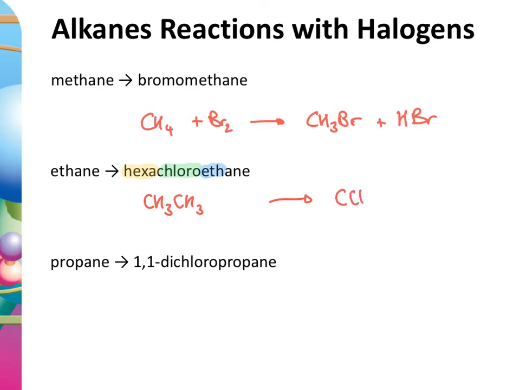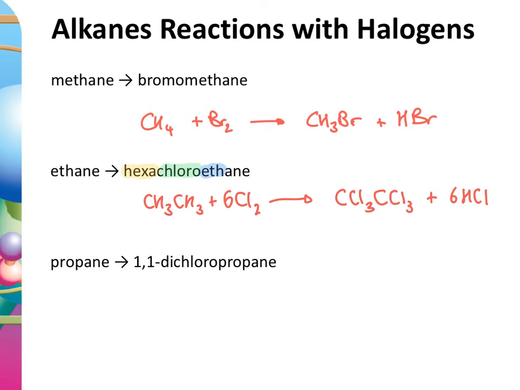So every one of those hydrogens has been substituted or replaced by a chlorine atom. We've got 6 hydrogens substituted, so that means we are going to need 6 chlorine molecules. Remember on the previous slide, for every hydrogen that's replaced, we will need 1 halogen molecule. And for every hydrogen replaced, we will make 1 hydrogen halide, so we are going to get 6 hydrogen chlorides here.